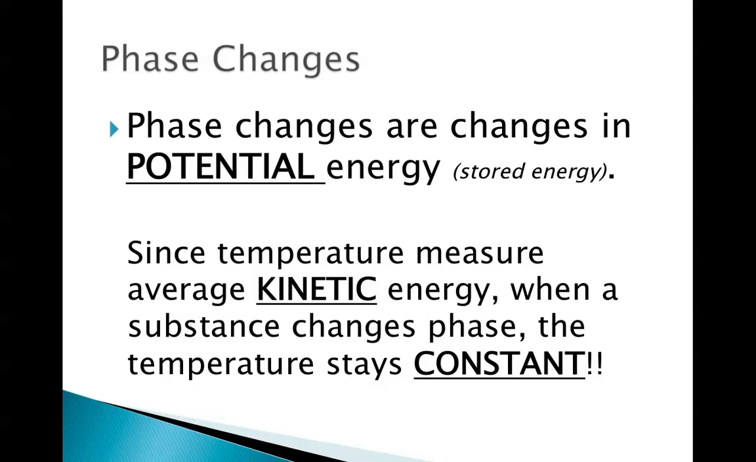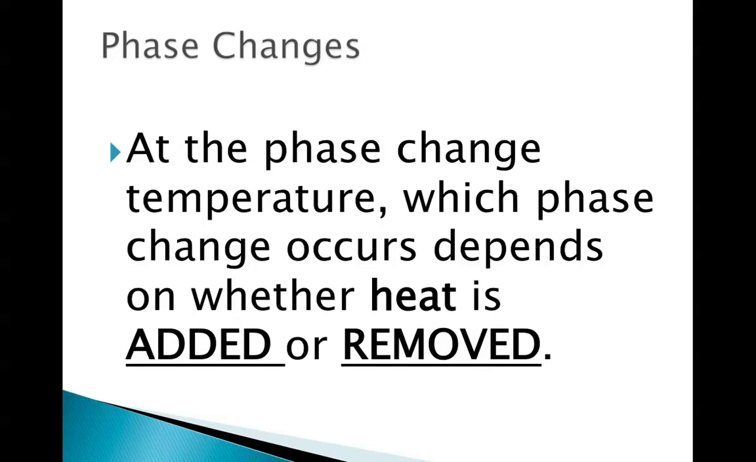So, phase changes are changes in potential energy, that's stored energy. This is different than kinetic. Temperature measures the average kinetic energy, which has to do with motion. When a substance changes phase, the temperature will actually stay constant because only the potential energy and not kinetic energy is being affected. So at a phase change temperature, which phase change occurs is going to depend on whether heat is added or removed.